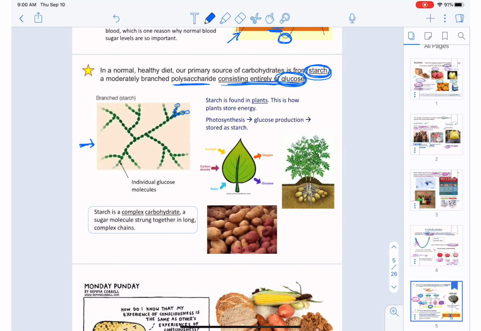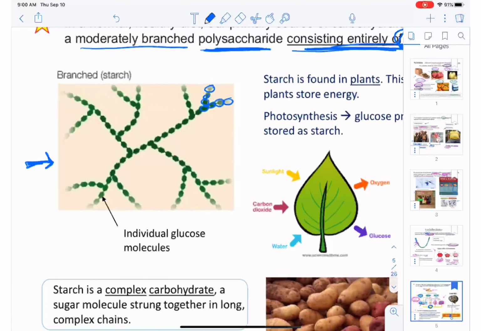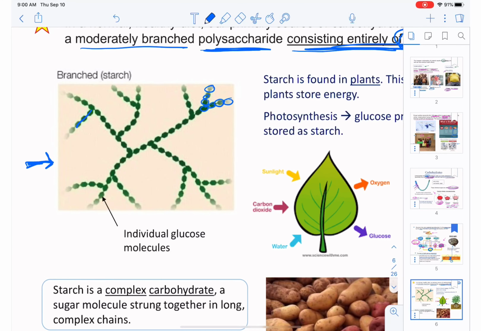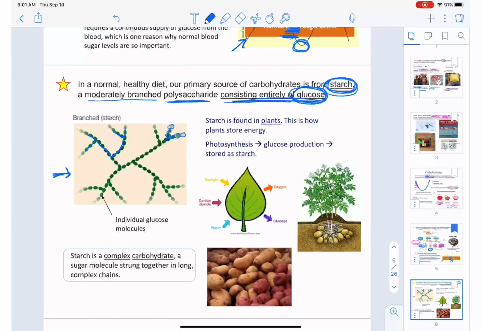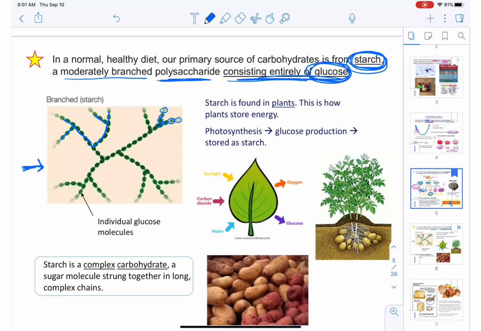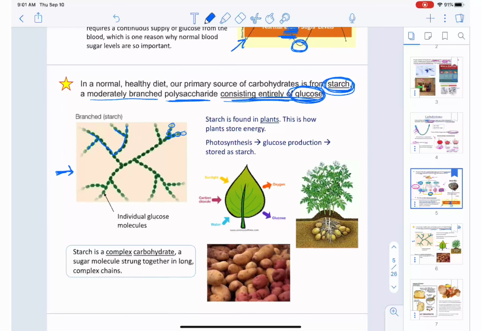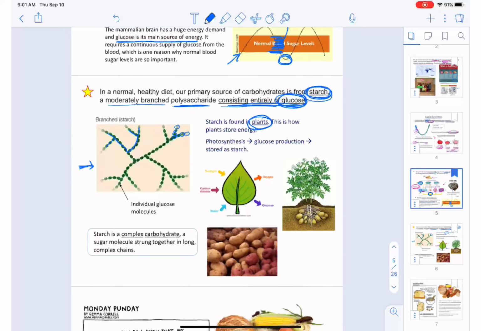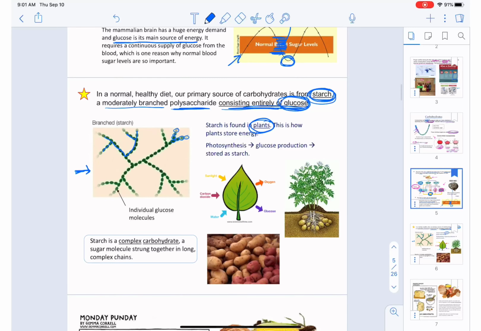And another thing about starch is that it's considered moderately branched. So you can see that there is some branching to it. And like I said, in a normal, healthy diet, this is where our primary source of carbohydrates comes from. So where do we find starch? Starch is found in plants, and specifically, starch is how plants store excess glucose. It's how they store energy.